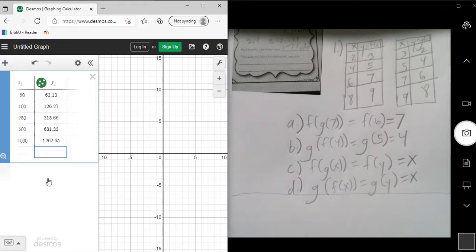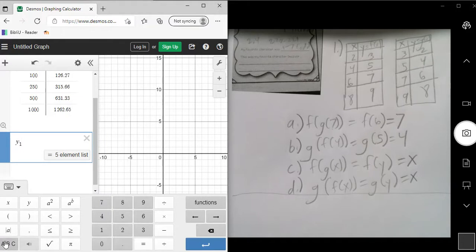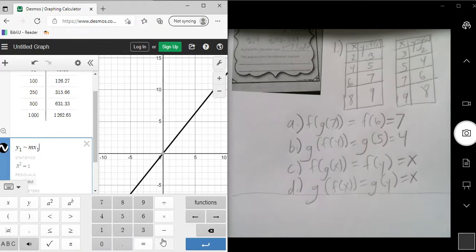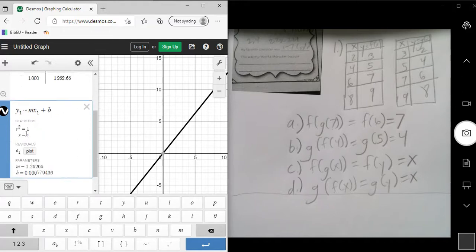Now remember how we did the linear function where we had y sub 1, tilde, mx1 plus b. If you see here, our r squared and our r is equal to 1, which means that it is a perfect line. It's linear. Do you all follow that?